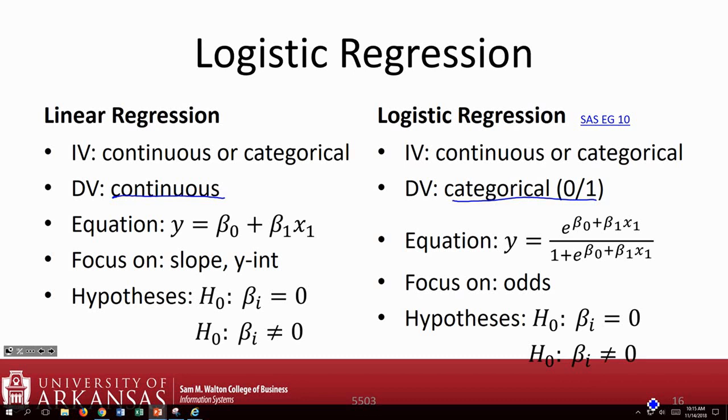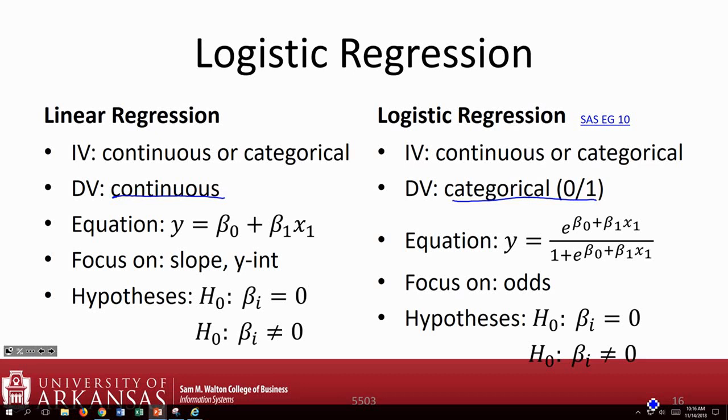You have the equation of a line for linear regression. You get this logistic. Do you know what a logistic curve looks like? It's kind of like a little S. So this would be the equation. You're still using your betas. In fact, this part looks exactly like this piece right here. So we actually take part of the linear equation and it fits into our logistic equation. There's some transformation there. For linear regression, we focus on slope and y-intercept for our explanation. In logistic regression, we focus on the odds. You focus more on probabilities of things happening.